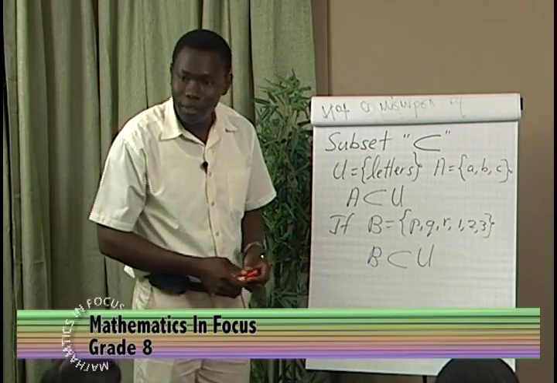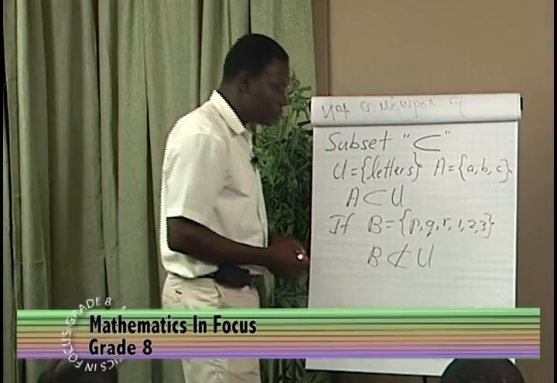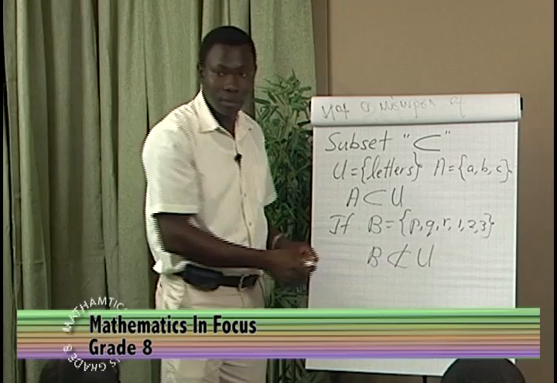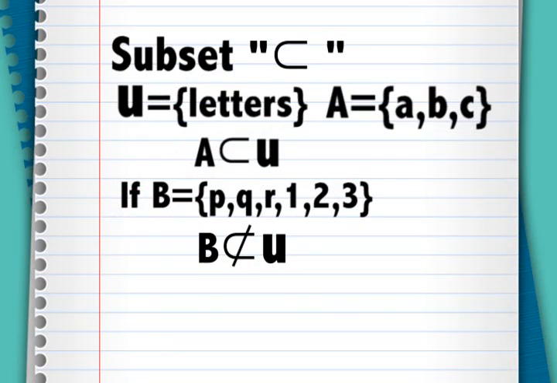But how do we write is not a subset of U? The same slant line through it. Anytime you want to say not something, in mathematics, a quick way is to just draw the line through it. So we say that B is not a subset of U. So it means there are some elements of B that cannot be found in U.